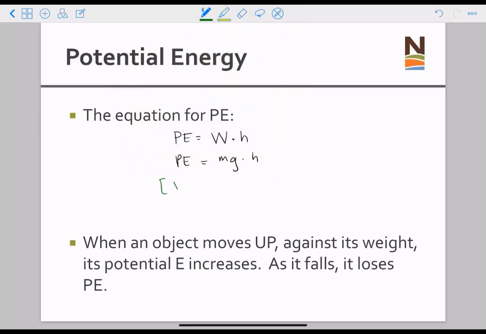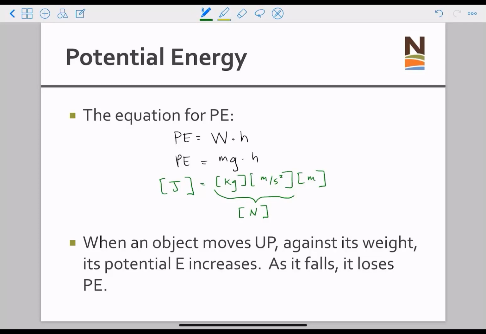And again, looking at our units, all units for energy need to be joules. So let's see if that works out. For mass, we have kilograms. For g, we have meters per second squared. And for h, we have meters. But remember that mg is kind of like F equals ma, and we get a force out of that. So that's newtons. So newton meters again. So that does work.